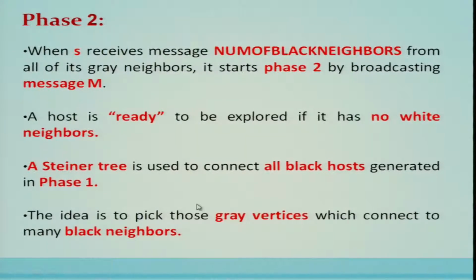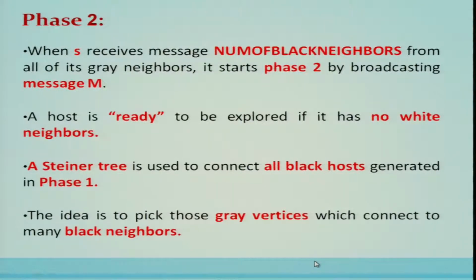A host is ready to be explored if it has no white neighbors. A Steiner tree is used to connect all the black hosts generated in phase 1. The idea is to pick those gray vertices which connect to many black neighbors. Let us understand these steps of phase 2.